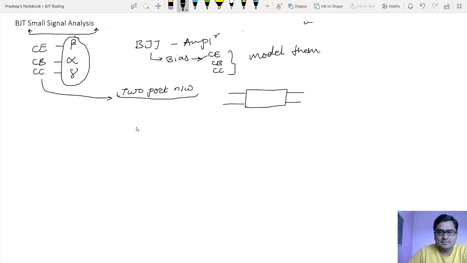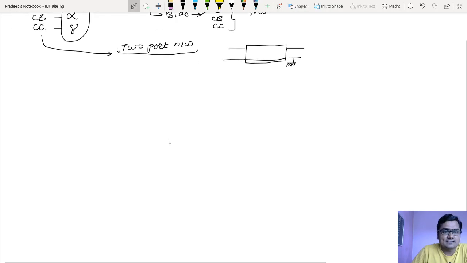Then what idea have we used? We made one terminal common. So which terminal is common? If it is the emitter, then it is a common emitter amplifier. If it is the base, common base. If it is the collector, then common collector. Now let us start with what we mean by small signal analysis.